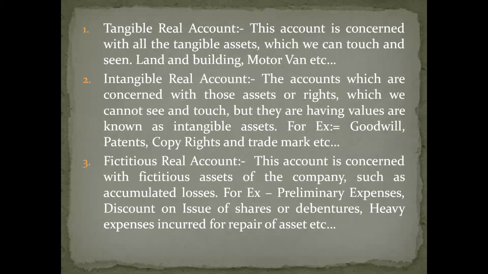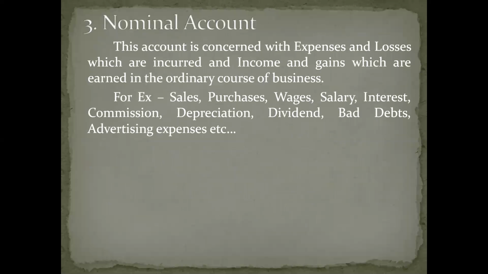And there will be certain heavy expenses in connection with repairs and maintenance of assets. Such kind of heavy expenses should be considered as fictitious assets. So the account that deals with fictitious assets of the company, such as preliminary expenses, discount on issue of shares, discount on issue of debentures, or heavy losses or heavy repairs and maintenance expenses, such kind of accounts are called fictitious real accounts. So real account deals with properties or assets. And this particular real account is categorized in three ways: tangible real account, intangible real account, and fictitious real account.